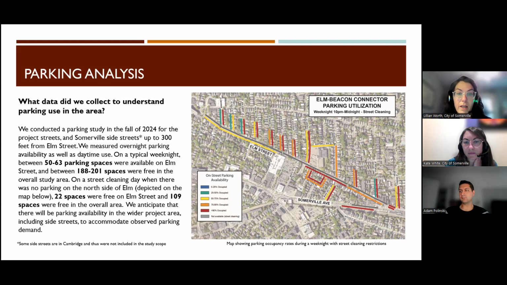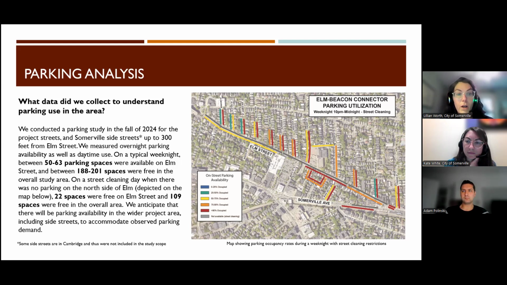We did multiple nighttime counts between 10 p.m. and midnight to capture the overnight, primarily residential parking use, which tends to be when there is the highest demand for parking, but we also counted daytime occupancy. On a typical weeknight, between 50 and 63 parking spaces were available on Elm Street alone. And if you look at the overall project area, between 188 and 201 spaces were available.